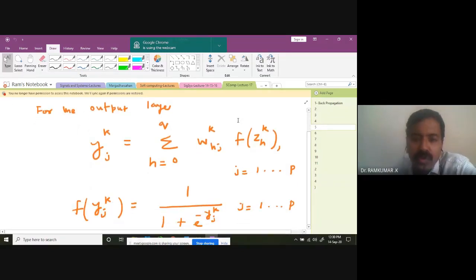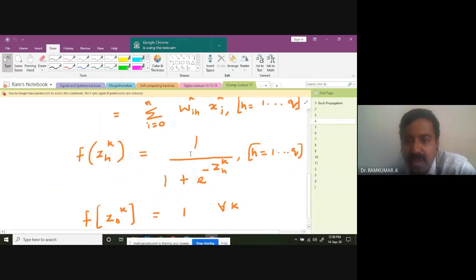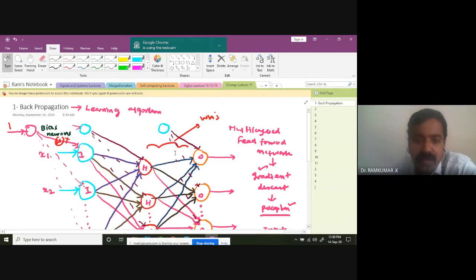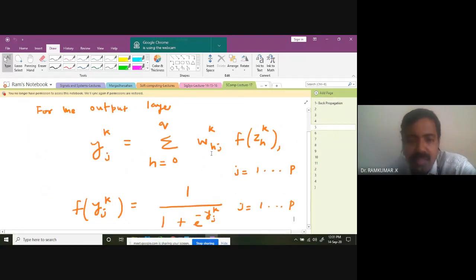Now, for the output layer, how do you compute? Now we have computed the hidden layer output. This is the hidden layer output. Now we are going to pass this signal on. From this point, this hidden layer output you have computed is going to be given to the output layer. So the output layer is going to receive the output like this. The activation you have to compute.